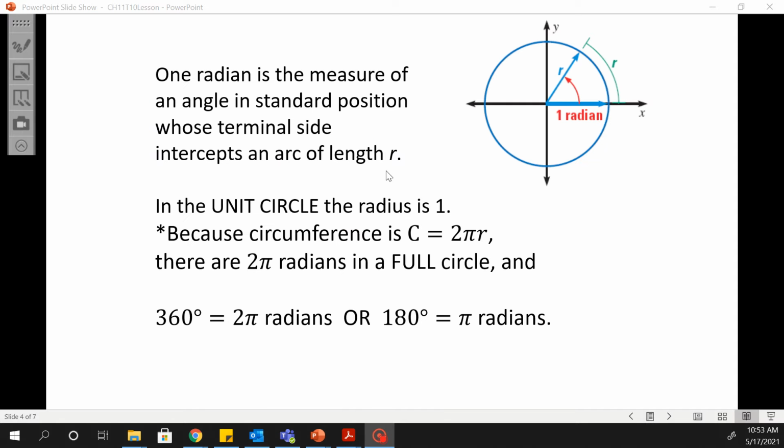Now we can also do the same thing for radians. So we can also find coterminal angles that are in radians. The radian, of course, is the measure of an angle in standard position whose terminal side intercepts an arc of length r. In the unit circle, the radius is 1 because the circumference is 2 pi r, so there are 2 pi radians in a full circle. 360 degrees is the same as 2 pi radians, and 180 degrees is the same as a single pi radian.